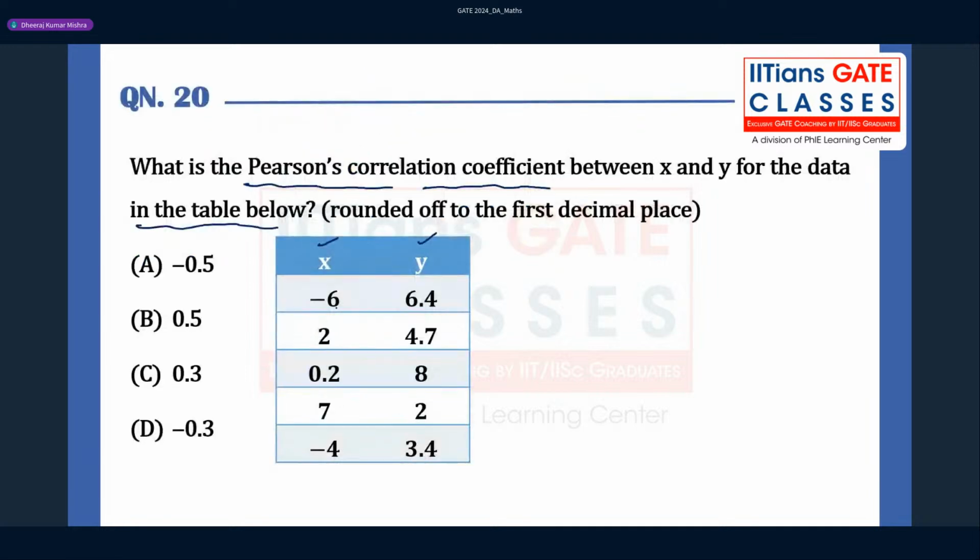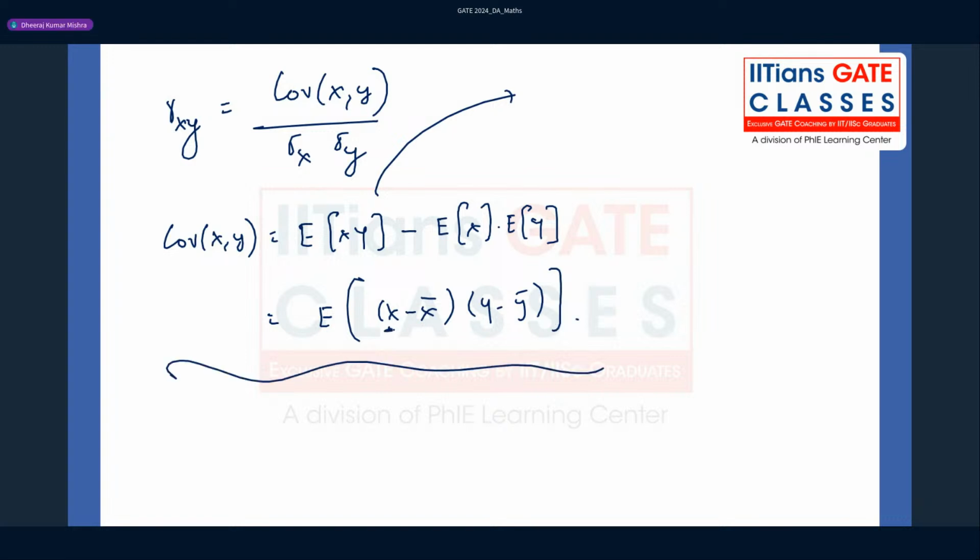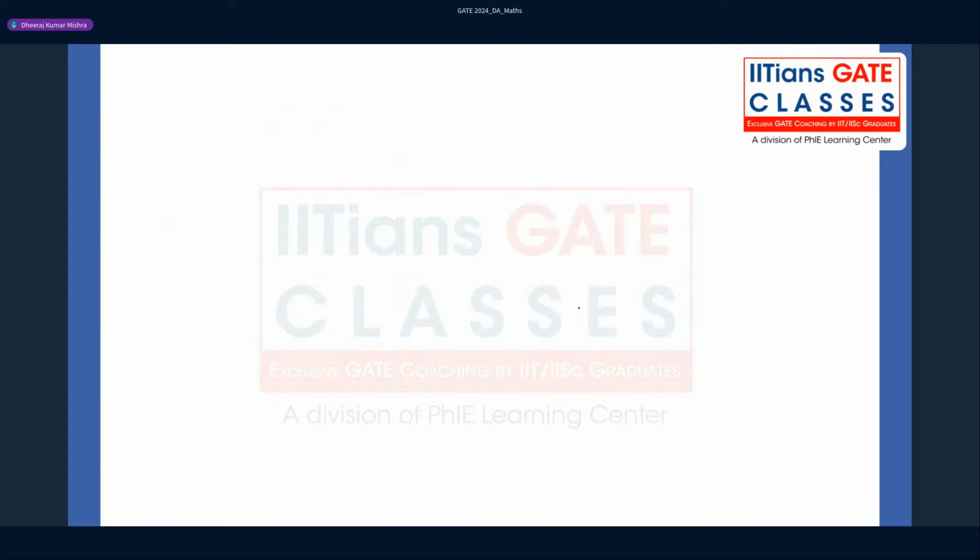But here it is not mentioned that they are independent. So you have to follow the process. Now you know the covariance is the expectation of x minus x bar times y minus y bar. Since you have x and y in the question, you have to find x bar and y bar, and then a big table has to be drawn.